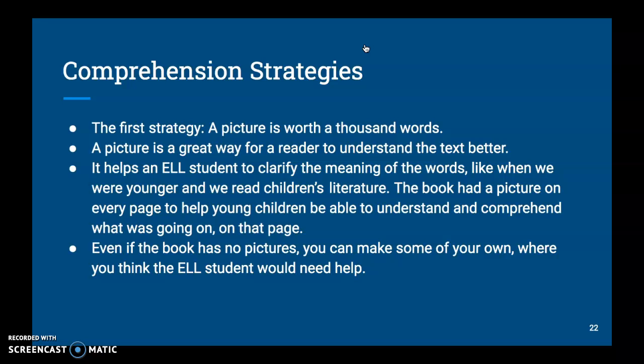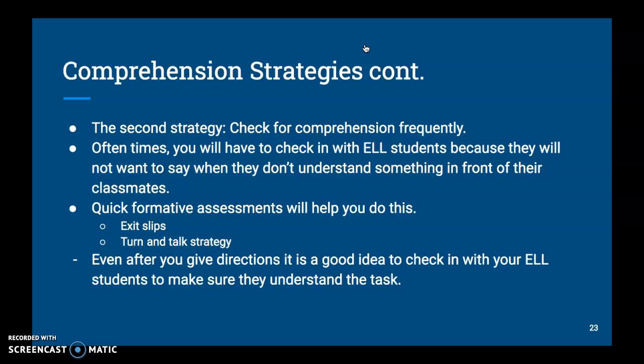Even if the book has no pictures, you as a teacher can make some of your own where you think the ELL student would need help. So in a vocabulary word or a section of the text that you think would be hard to comprehend, make a picture about it and have it there for the ELL student to look at when they are reading that so that they can have a clear view of what they're reading and understand it a lot better.